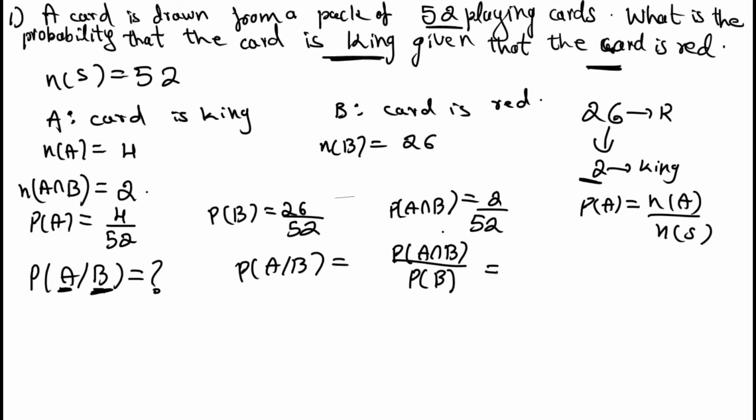It's equal to, what is the probability of A intersection B? 2 by 52, whole term divided by probability of B, which is 26 divided by 52. The 52 gets cancelled. 2 ones are 2, 13 twos are 26. Its value is equal to 1 divided by 13. Therefore, the answer is 1 by 13.